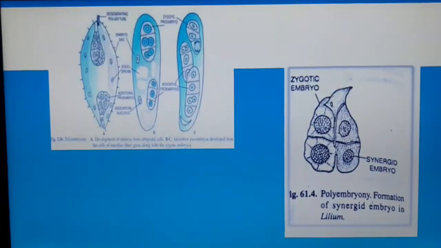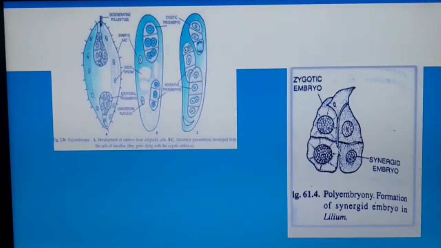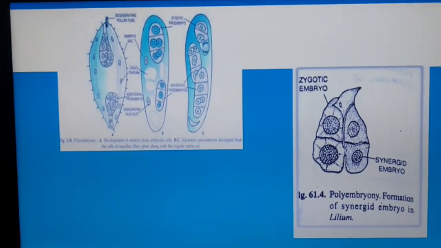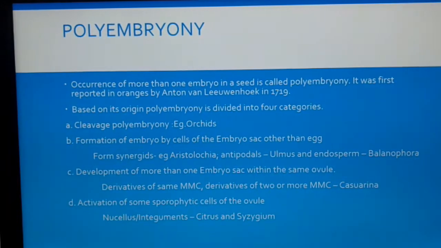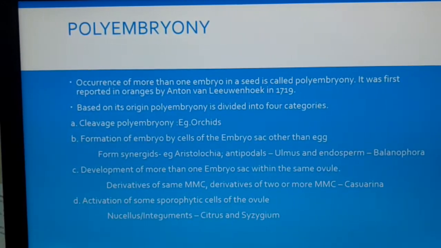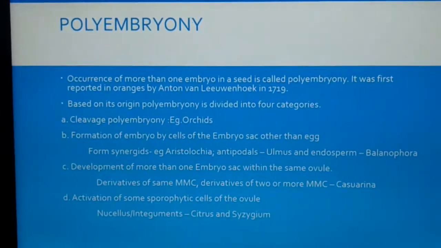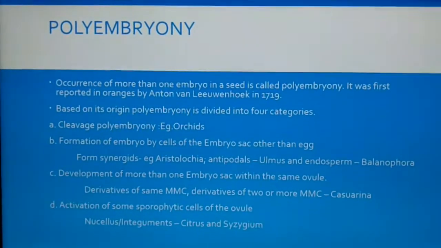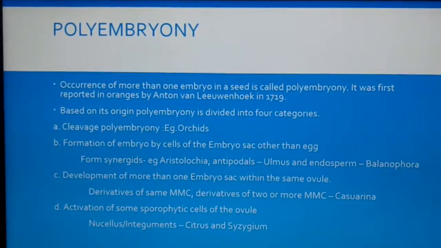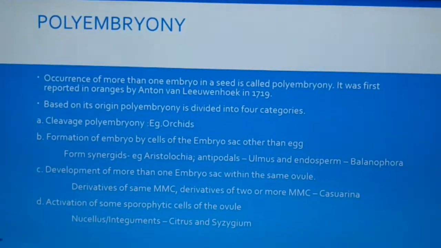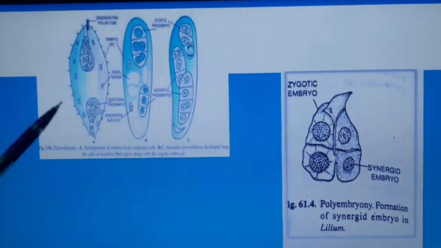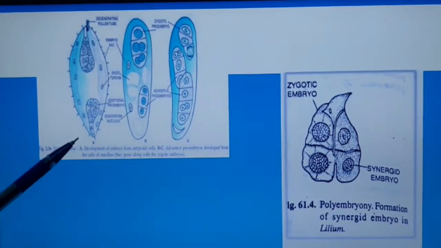One is cleavage polyembryony. Example, orchids. The formation of embryo by cells of the embryo sac other than the egg. In this type, the embryo is formed from cells other than the egg present in the embryo sac. So in these plants, the synergids are involved in the formation of embryo.